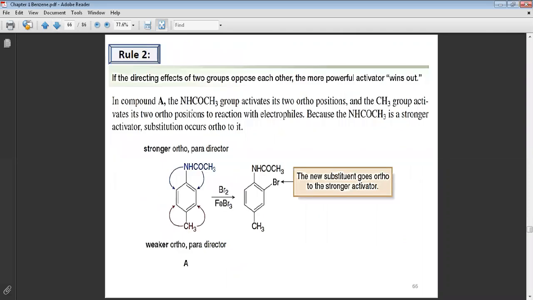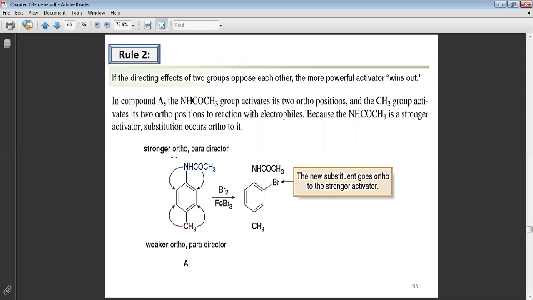Rule number 2. If the directing effects of two groups oppose each other. What does opposite mean? It means one against the other. Okay. Now, what is the orientation of the methyl group here in this example? Orientation: ortho, para, or meta? Ortho para. Good. Ortho is open here. Okay. Para is blocked by this group, by NHCOCH3.